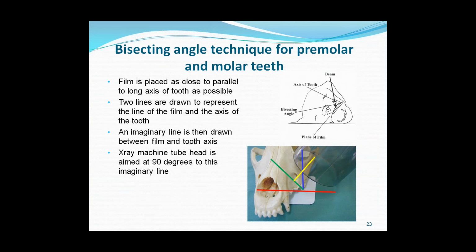Similar technique with the premolars. The only difference is that the teeth, if the dog or the cat is in sternal recumbency, are pretty much vertical, and you can try and put your film as horizontal as possible, which then produces a bisecting angle at 45 degrees to those two. And then the tube head is essentially aimed at a perpendicular angle to the bisecting angle, so the tube head is angled at about 45 degrees to both the horizontal and the vertical line as well.